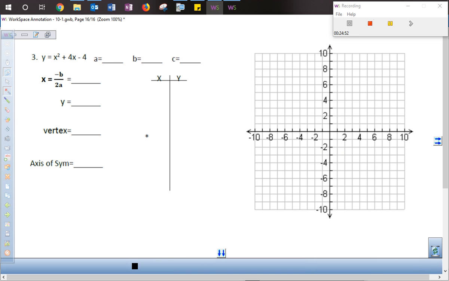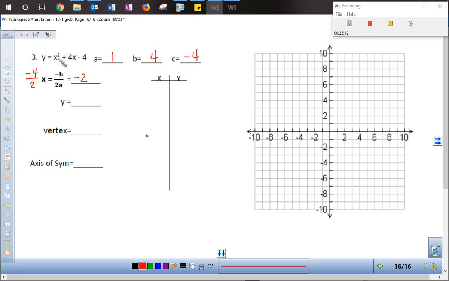Alright, one more. On number 3, I have x squared plus 4x minus 4. So the first thing I want to do is identify my a value, which is 1, b value of 4, and c value of negative 4. Then I can take the opposite of b over 2 times a. So b is 4, so the opposite is negative 4. 2 times my a value of 1 is 2, so that gives me negative 2.